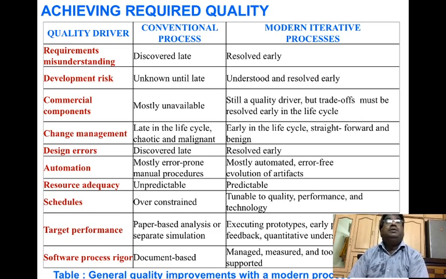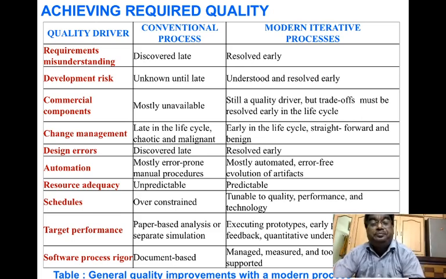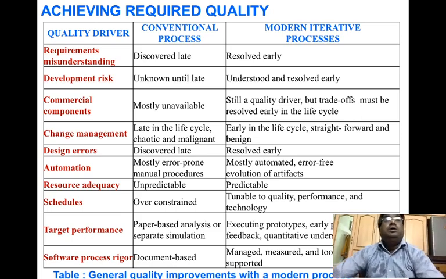Today we are going to learn about achieving required quality, how to achieve good quality for a software product. So the quality product will be achieved or obtained through systematic planning and development. If the software company or software top level management follows certain assessment tools, certain measurements, then only they can achieve quality.